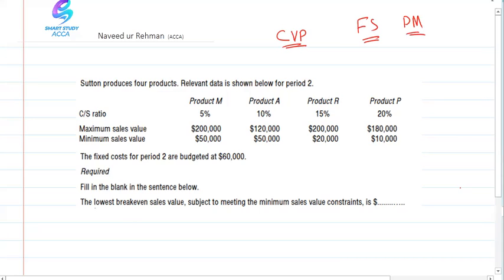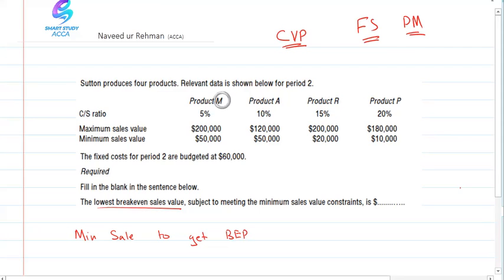First of all, the requirement is the lowest break-even sales, which means: what is the minimum sale to achieve the break-even point? So minimum sales to get the break-even point, or in other words, we are talking about the break-even point in terms of revenue, the minimum revenue to get to the break-even point.